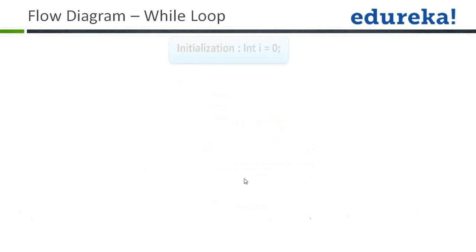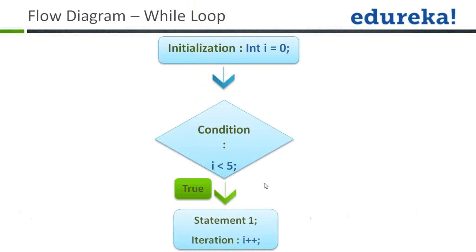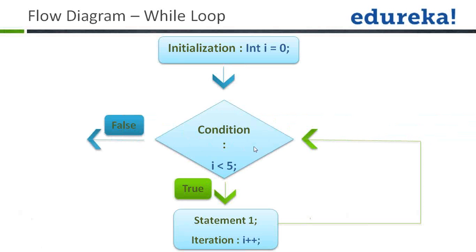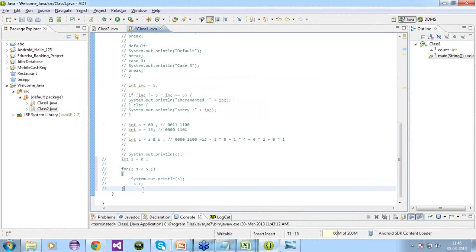Let's see the flow diagram. Initialize the variable. Check the condition. If the condition is true, execute the statements and increment the value of i. Again come back to the condition, do the same thing till the condition turns out to be false. If it is false, it is the end of the loop. So this was the while loop for now, the working and the flow diagram. I hope you have understood it quite well. Let's see on Eclipse how to implement it.